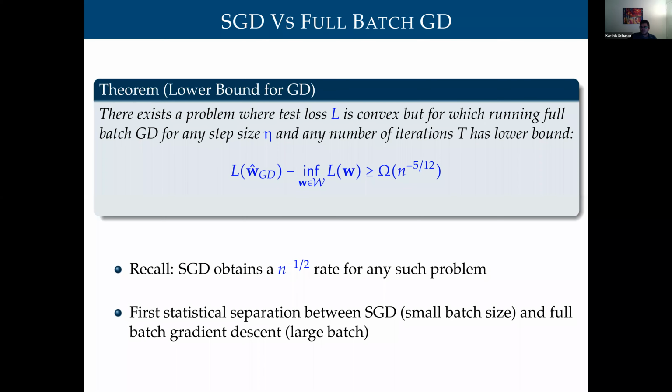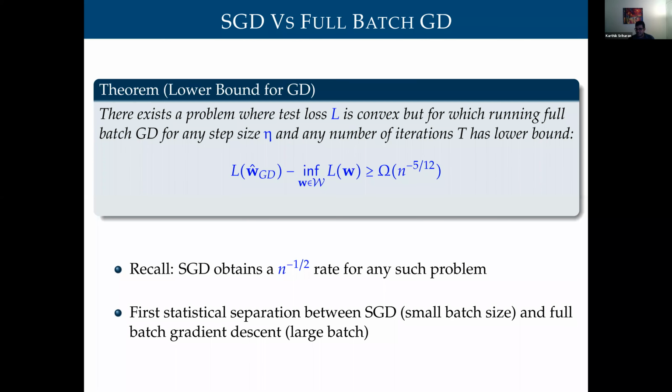So the lower bound that we show is the following. It's not very appealing because it has n to the -5/12. And of course, the hope is that we can improve this, but it is the lower bound that we do have. There exists a problem where the test loss L is still convex, but if I run full gradient descent, irrespective of the step size eta and irrespective of the number of iterations capital T that I run to, the performance of gradient descent is no better than n to the minus 5 over 12. On the other hand, SGD always gets a 1 over root n rate, and 1 over root n, to give you a comparison, is n to the minus 6 over 12. So SGD is slightly better than GD.